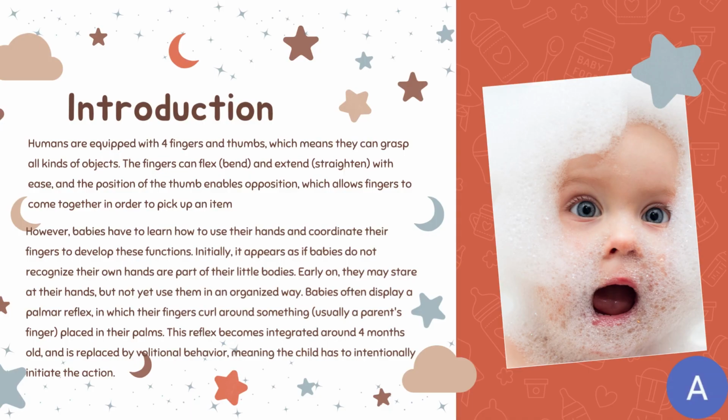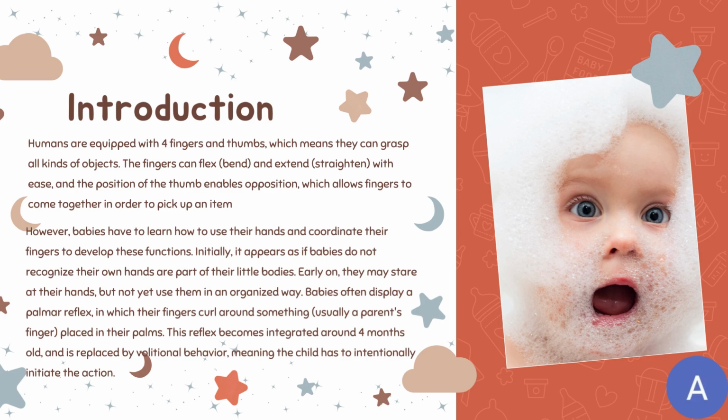As we all know, humans are equipped with four fingers and thumbs, which means they can grasp all kinds of objects. The fingers can flex and extend with ease, and the position of the thumb enables opposition, which allows fingers to come together in order to pick up an item. However, babies have to learn how to use their hands and coordinate their fingers to develop these functions.